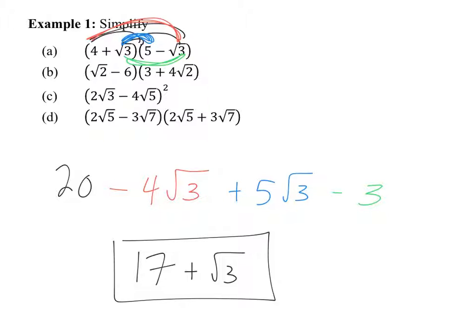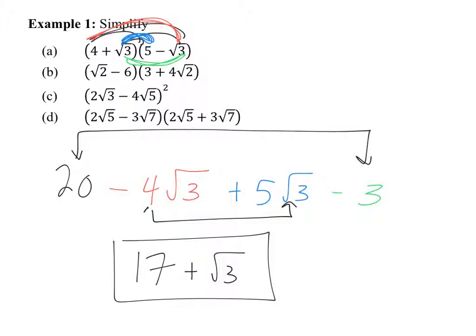Again, combine like terms. These are like terms right here. And these are like terms right here. And combine like terms. 20 minus 3, 5 radical 3, minus 4 radical 3 gives me the 1 radical 3. So again, your method here is FOIL and collect. FOIL and collect. Go to part B on your own, please.